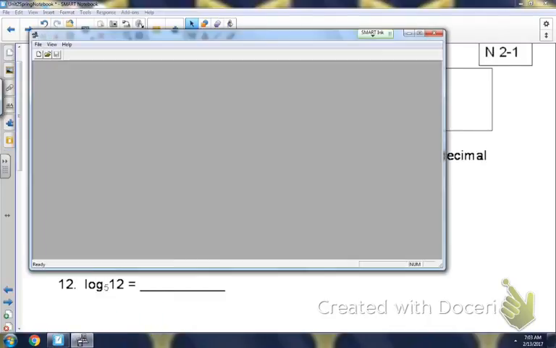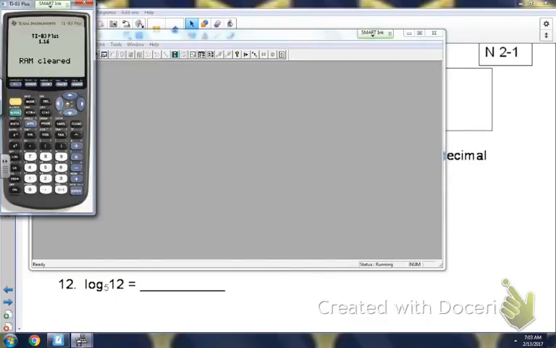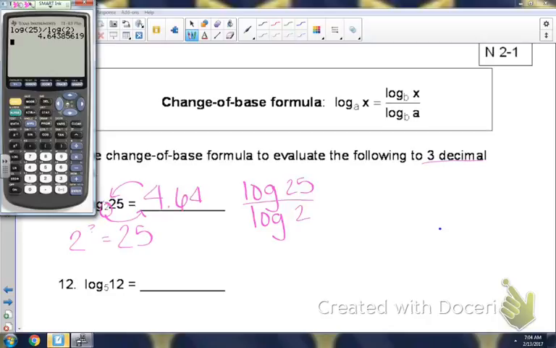So on your calculator, there is your log button. The log is right below x squared. So you're going to have log of 25. Divide, you have to type another log in. So don't just do log 25 divided by 2. It's log of 25 divided by log of 2. You should get a decimal, and it tells you to round to 3 decimal places, so that would equal 4.644.